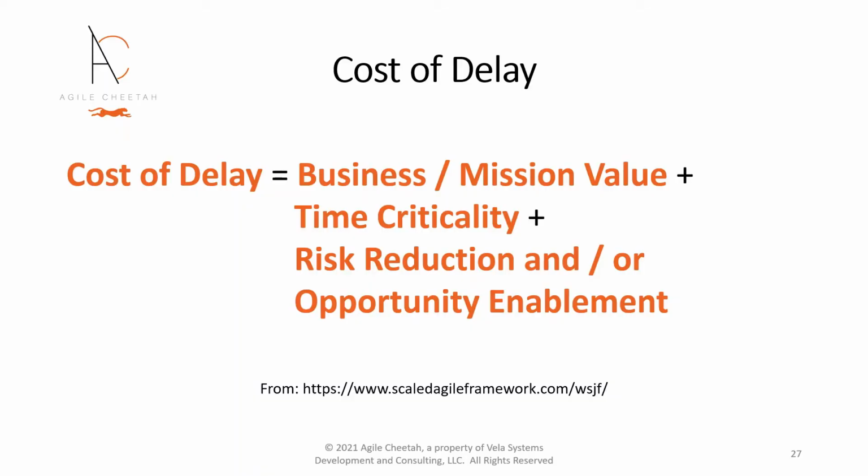SAFe's formula for calculating cost of delay is the sum of business/mission value, time criticality, and risk reduction/opportunity enablement. Unlike Reinertsen's model, which uses monetary amounts to calculate cost of delay, SAFe's simplified model uses relative sizing. As in planning poker, SAFe uses a modified Fibonacci sequence as the basis for parameter values.